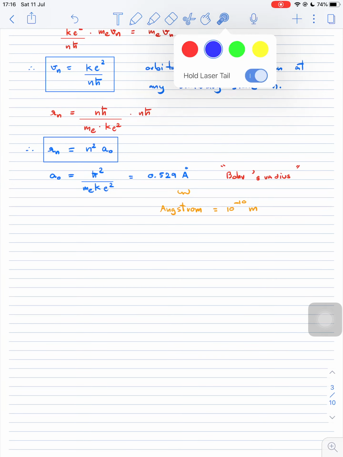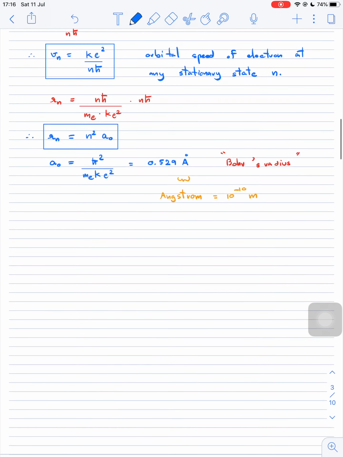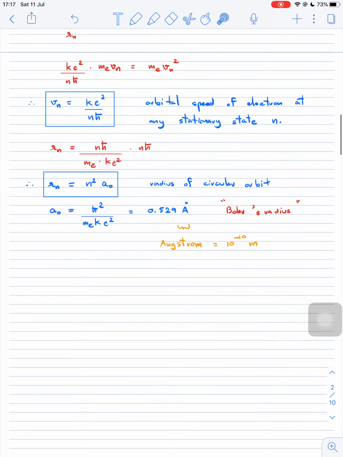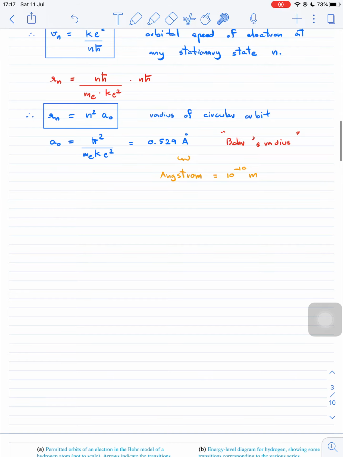Okay, so this question is going to be the radius of the circular orbit at any stationary state n. Okay, so now we have the Vn and the Rn in terms of the constants and n already. So now let's find the kinetic energy.